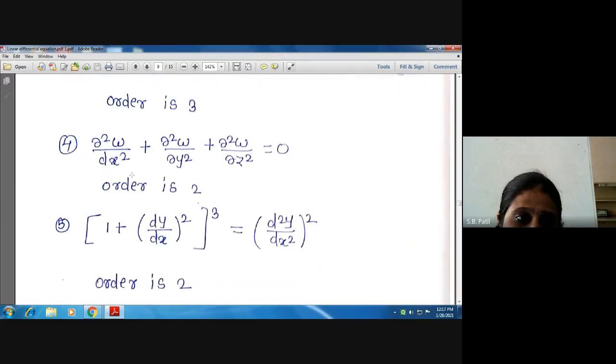Then the fourth example is del square w by del x square plus del square w by del y square plus del square w by del z square is equal to 0.